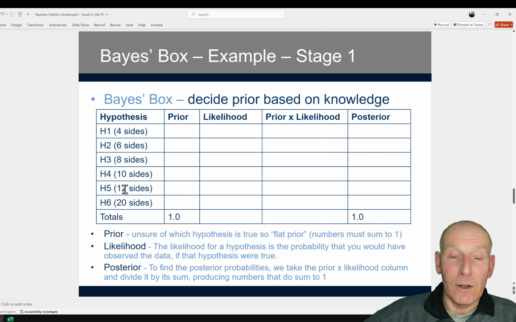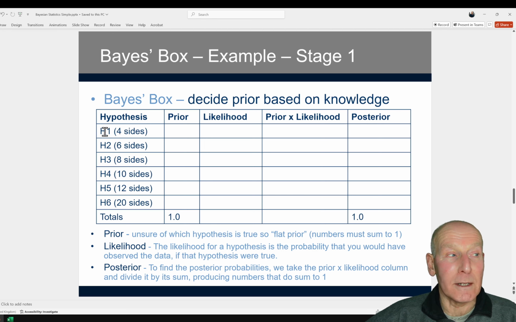If we want the null hypothesis, that's just the probability of it not being a 4-sided dice or not being a 6-sided dice, etc. So the first thing we have to do is to decide on our prior, which, remember, is the information we have before we gather any data. And I've not gathered any data yet. I've not rolled the dice, although I have selected it.